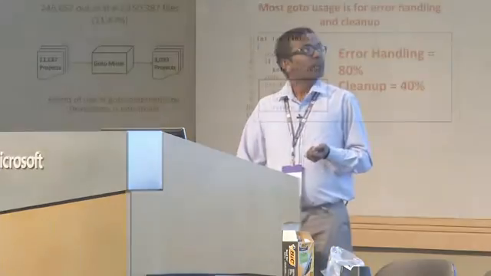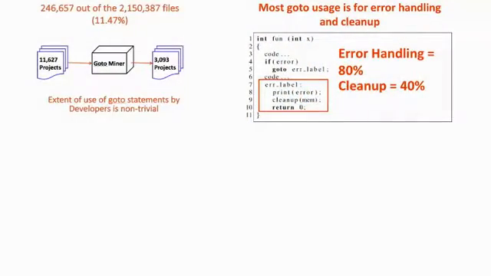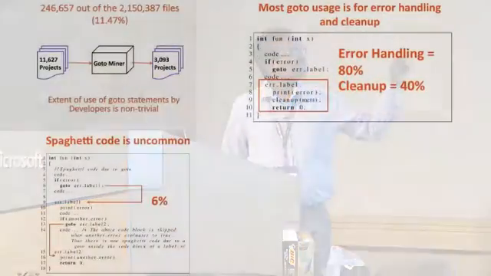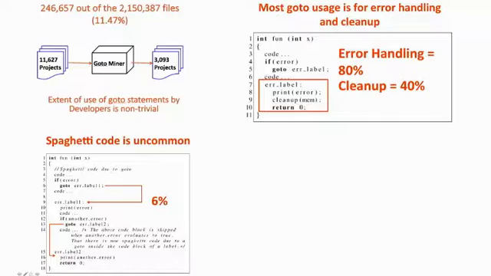So we wanted to see why they were using these gotos. And we found out that most of the goto use was for error handling and cleanup, like memory cleanup, because C didn't have those constructs in the language. And so most of the use was for very simple purposes. And what Dijkstra feared, like spaghetti code, right, was very, very rare. Not many people were using it for jumping around in their code.